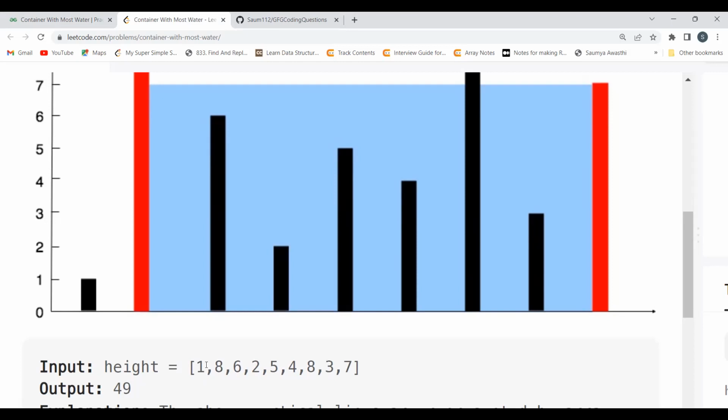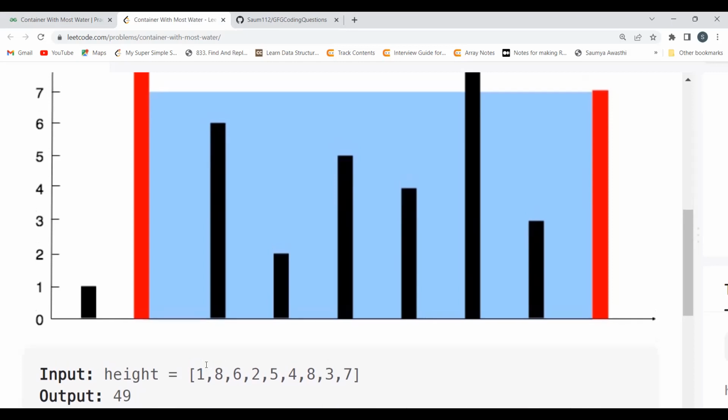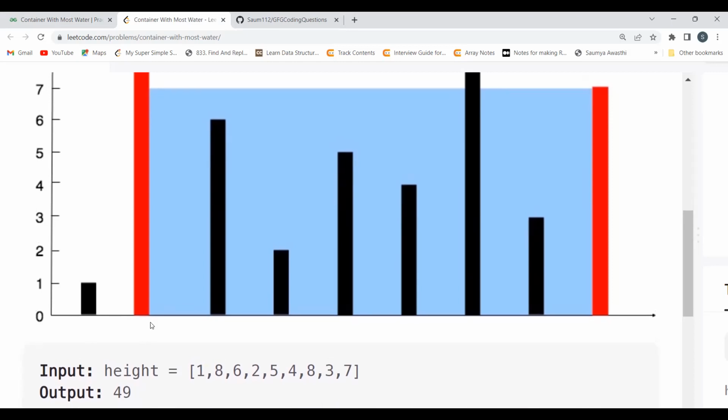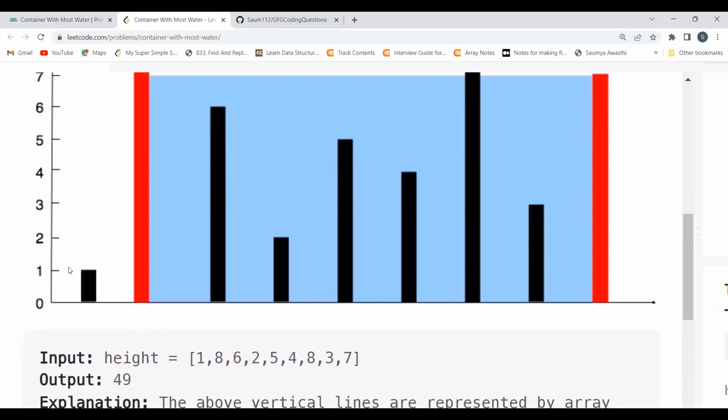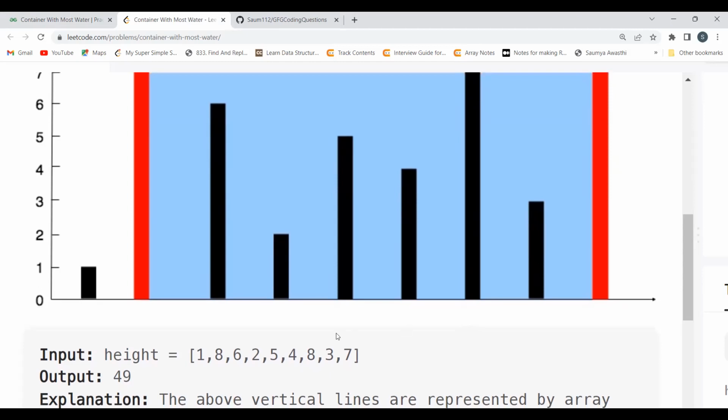Our target is to get the max area, not to reduce it. So that's why, if you are coming across a vertical line which is smaller, out of the left pointer and the right pointer pointing to the elements, whichever is the smaller, we have to increase the left pointer if the element at the left side is smaller, or if the element at the right side is smaller, we have to move that pointer.